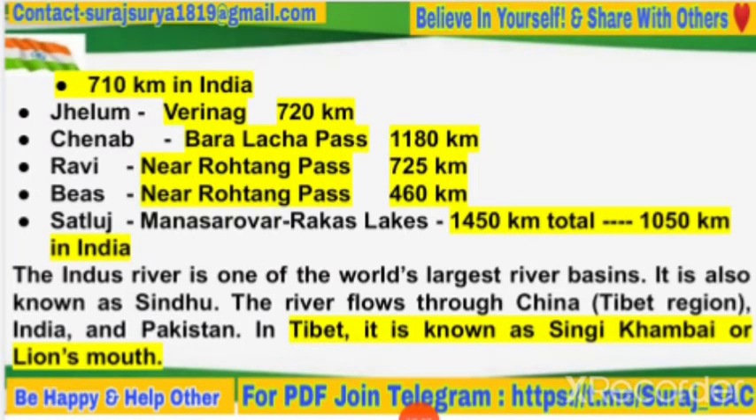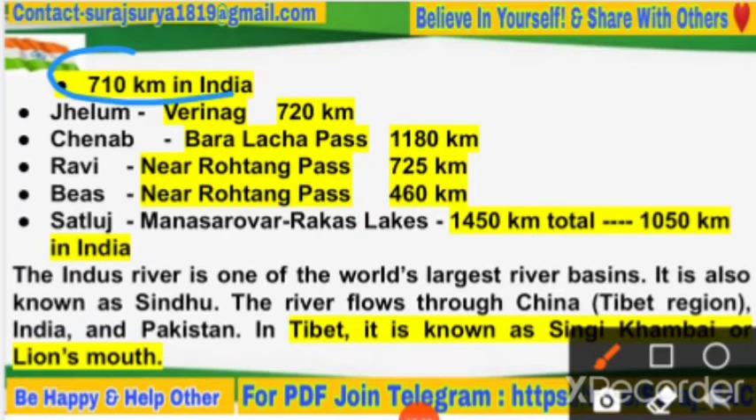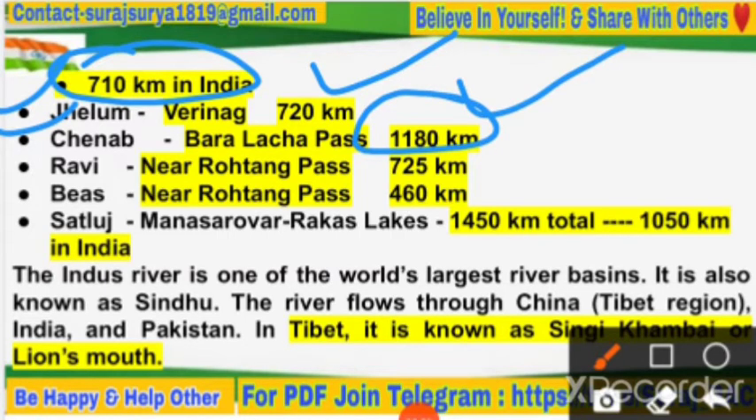If you look for the total length of the Indus River in India, you will find it is 710 kilometers. This is the Indus River length in India. Among the important tributaries of the Indus, Jhelum originates from Verinag, and the total length of the Jhelum River is 720 kilometers. Ahead we are going to discuss them briefly. Then the important tributary Chenab originates from the Baralacha Pass of Himachal Pradesh. The total length of Chenab is 1180 kilometers.